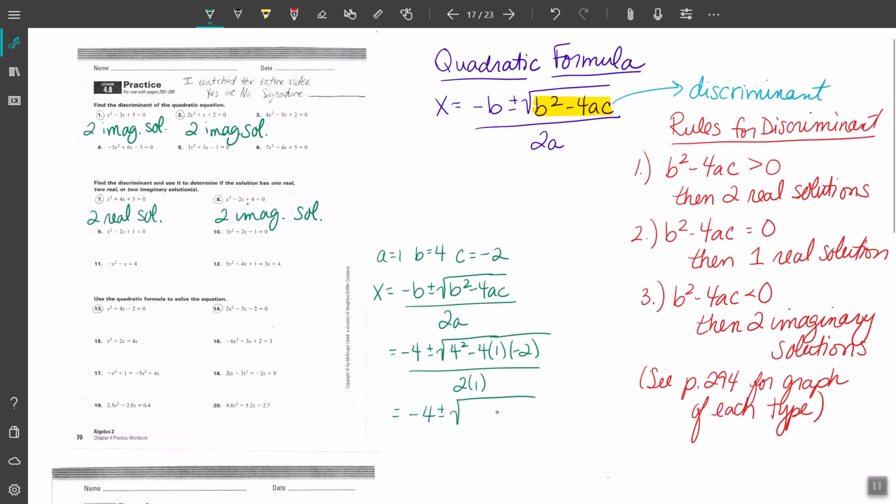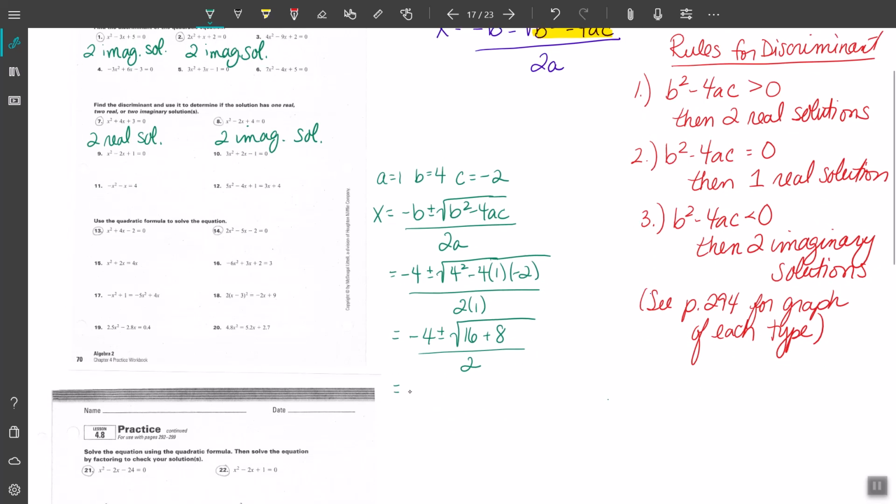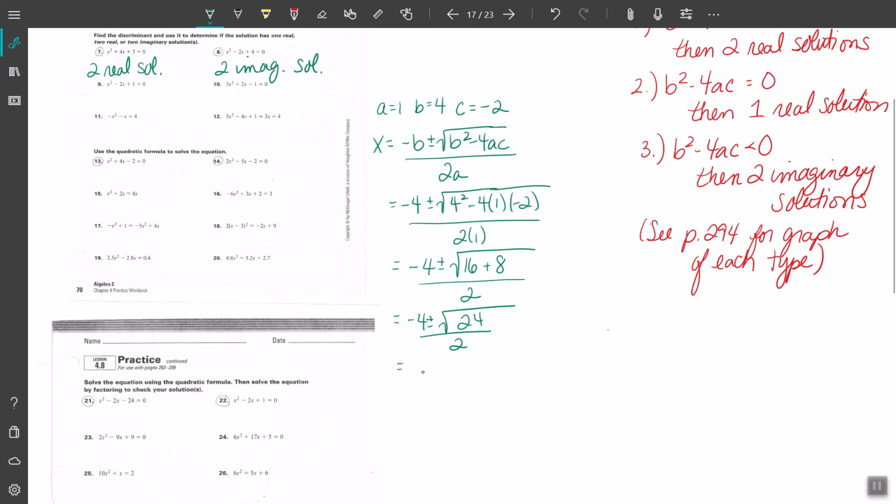So we're going to take care of that exponent under the radical, and then I'm going to do all that multiplication, and I will get a +8 when I do that for -4 times 1 times -2. So that's all under the radical, and that's over 2. Okay, and then actually add those 2 under the radical together, we'll get 24. Okay, now at this point, I'm going to need to prime factor that 24.